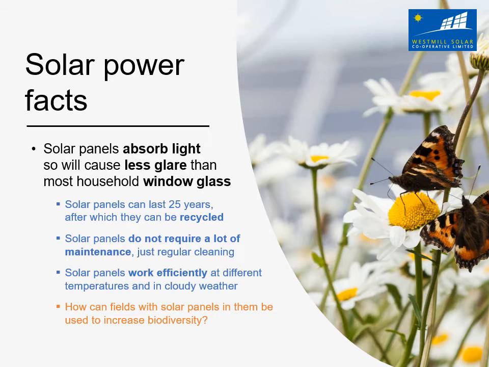How do you think fields with solar panels in them can be used to increase biodiversity? Remember, biodiversity is the range and amount of plant life and animal life. Well, some fields used for solar panels, for example on farms, are actually still grazed by animals. However, they can also be left to meadow, like ours at Westmill, and these meadows attract insects and butterflies and bird life and lots of small animals as well as new plants. So solar panels can live very much in harmony with nature.